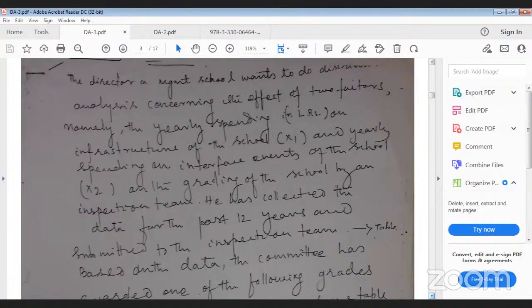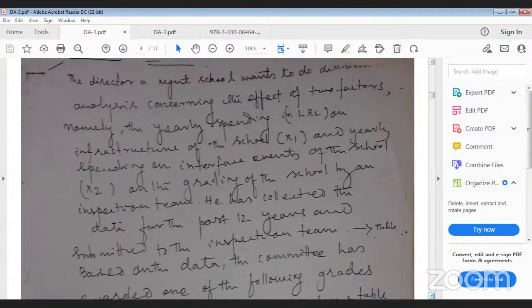Then you have to go for grading the school. The inspection team comes after checking the yearly spending on infrastructure and yearly spending on interface events. They can grade the school. Who will grade the school? The inspection team, they will classify. They have collected data for the past 12 years, means 12 yearly data points submitted to the inspection team. So a 12-year database they have submitted.